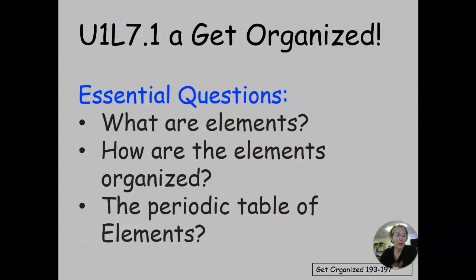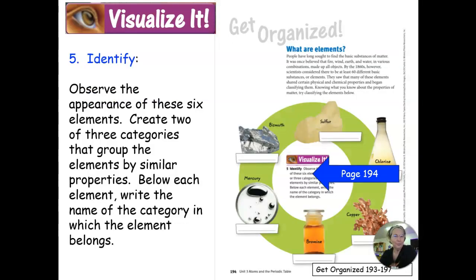Okay, so the first part of the lesson is called Get Organized. And so we have 3 essential questions. What are elements? So we've already kind of talked about that. How are the elements organized? And what is this periodic table of elements? Your first question asks you to identify.